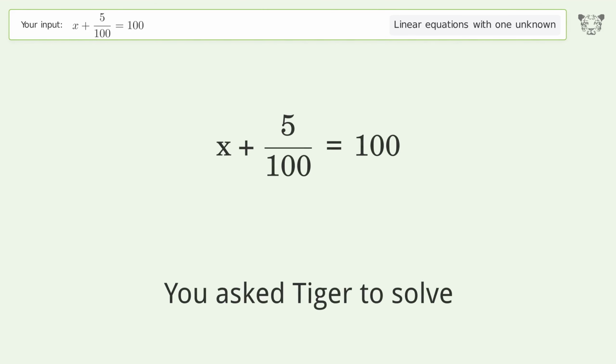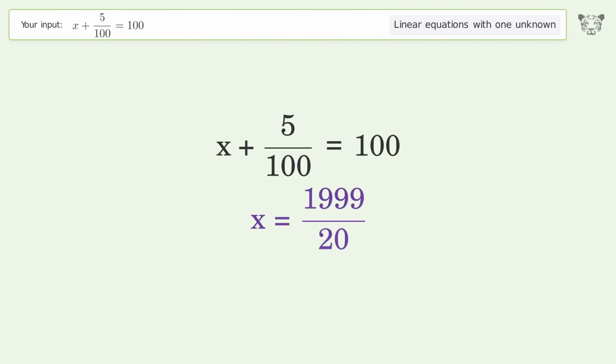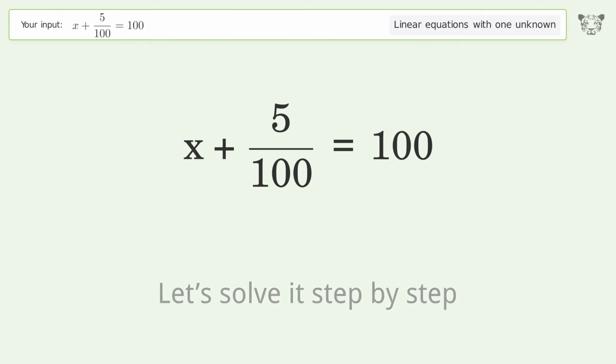You ask Tiger to solve. This deals with linear equations with one unknown. The final result is x equals 1999 over 20. Let's solve it step by step.